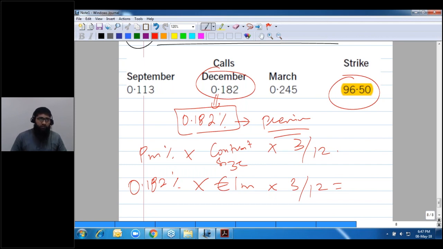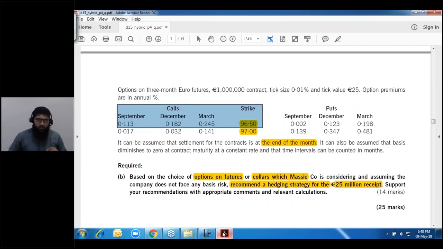$45,500 or 455,000? 45,500. It's 0.182%. Okay, now, basically what happens is we need to establish the strike price. Now, how exactly would you establish the strike price?